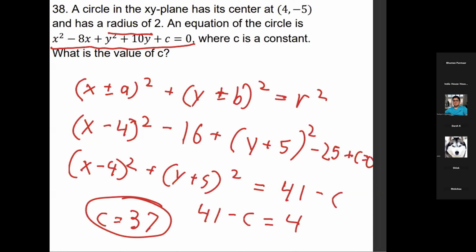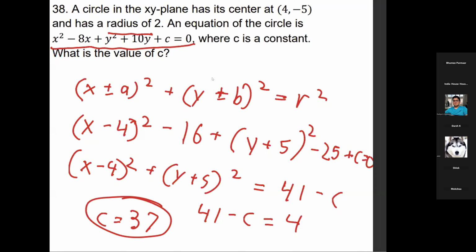And so if you wanna check this, you could just plug this into your calculator now, where you can just plug in x squared minus 8x plus y squared plus 10y plus 37 equals 0. And you should get this. You should get a circle in the xy plane that has a center at 4, -5, and a radius of 2. So that's a way to check your answer. Generally, for all of these free response questions, you want to check your answer by plugging it in.